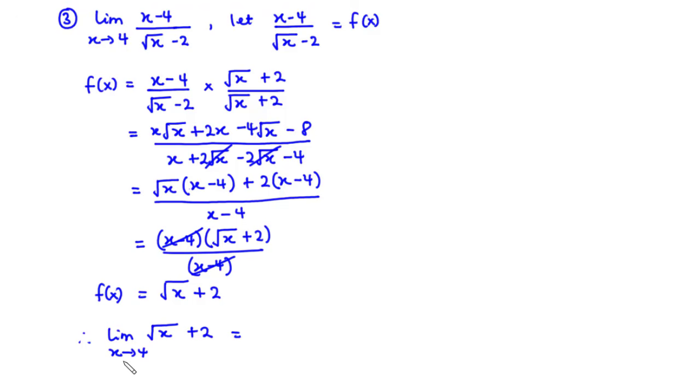Now we substitute 4 into this limit. We have square root of 4 plus 2. Now square root of 4 is 2. Therefore, 2 plus 2 is equal to 4. Therefore, the limit of this function as x approaches 4 is equal to 4.